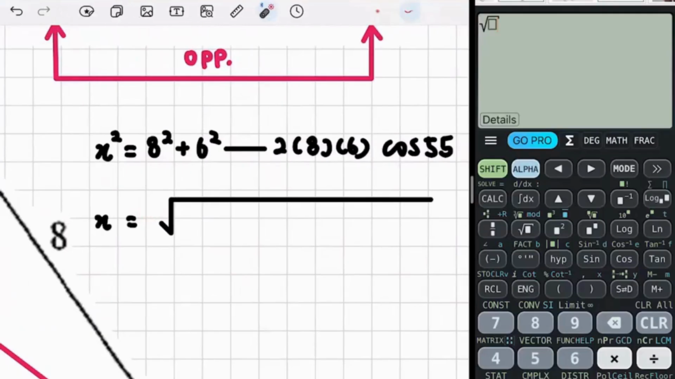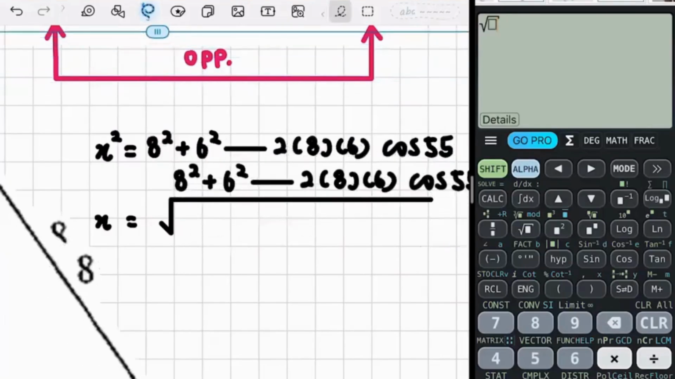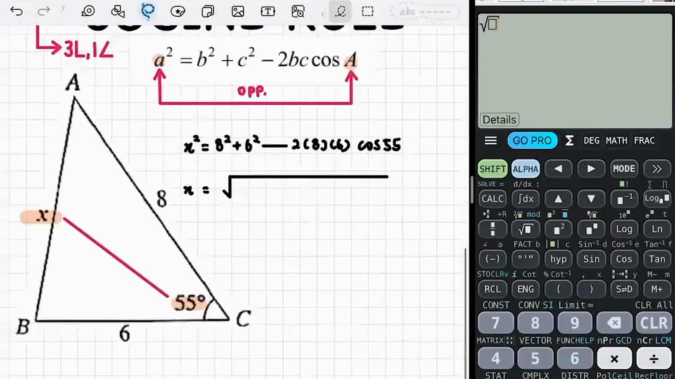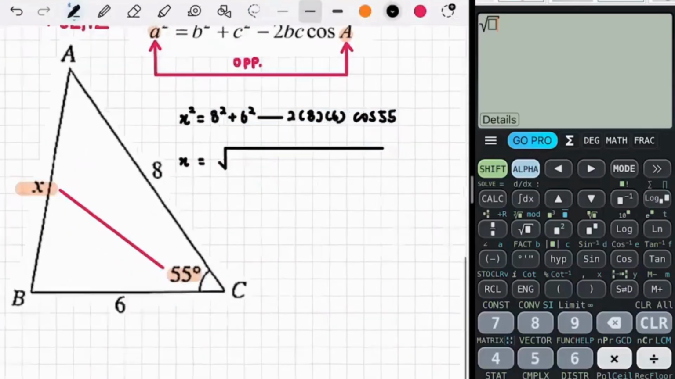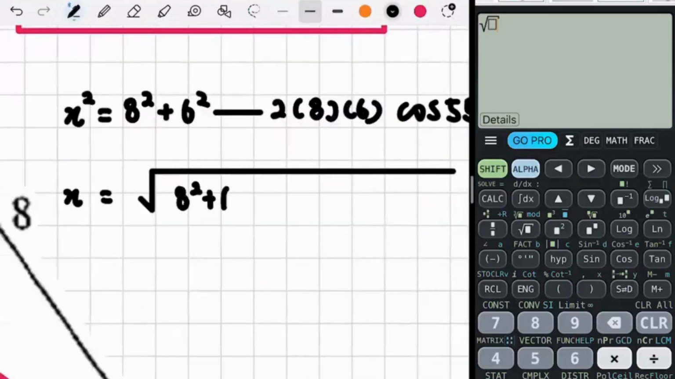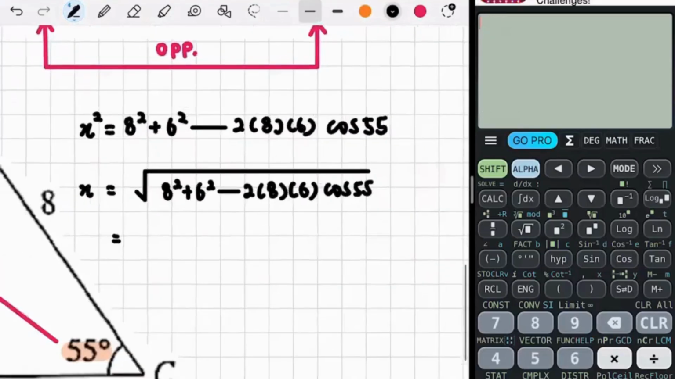So what you need to do is just punch it in your calculator. As simple as that. Can I copy this thing only? Oh, cannot. Okay, never mind, I'll just write it all out. So punch in 8 square, 6 square, minus 2 times 8 times 6, cosine 55. Same thing, set your calculator in degrees, okay? So punch in exactly: minus 2 times 8 times 6, just cosine 55, close, done.